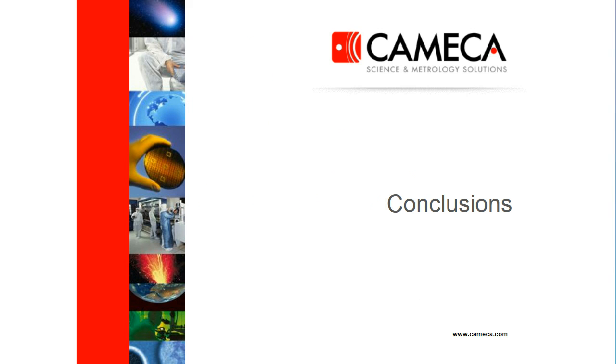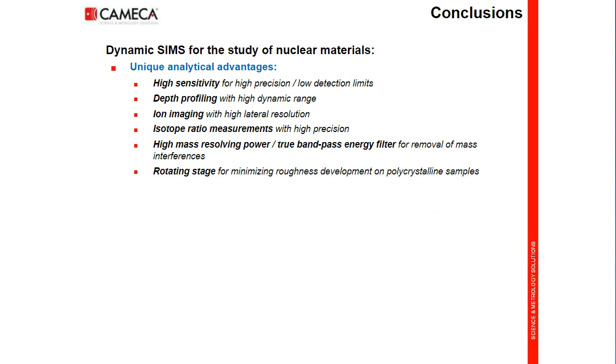I would like now to conclude this talk. Data shown here illustrate some of the unique analytical advantages of the CAMECA IMS 7F or 7F Auto magnetic sector mass spectrometer design: high sensitivity for achieving low detection limits, depth profiling with high dynamic range, ion imaging with sub-micrometer resolution, isotope ratio measurements with high precision, true bandpass energy filter for removal of mass interferences, and rotating stage for minimizing roughness development in polycrystalline samples.